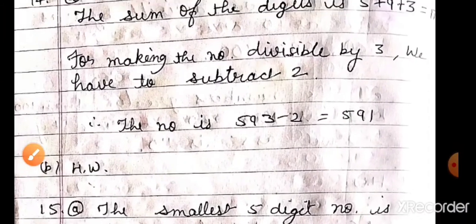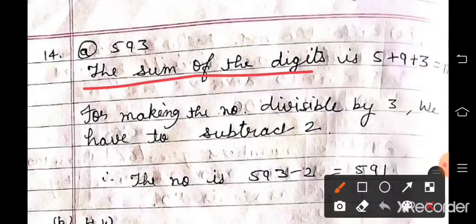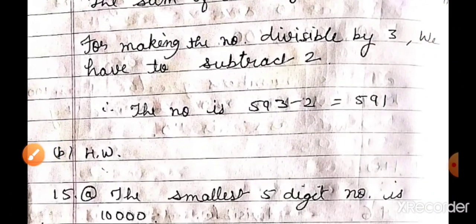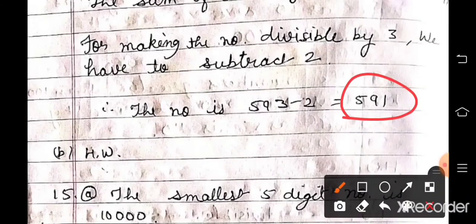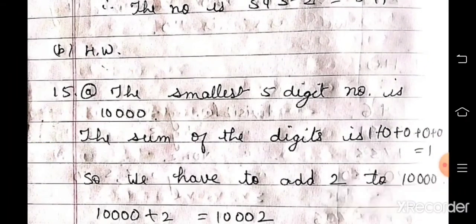Now question number 14. To make divisible by 3, find the smallest number to be subtracted from A part 593. So the sum of the digits is 5 plus 9 plus 3 equal to 17. For making the number divisible by 3, we have to subtract 2. So it becomes 15. Okay, so 15 is divisible by 3. So the number is 591. Now the B part is your homework.